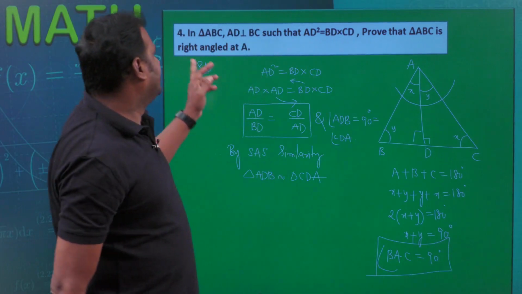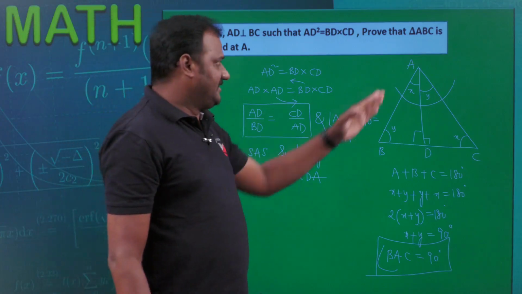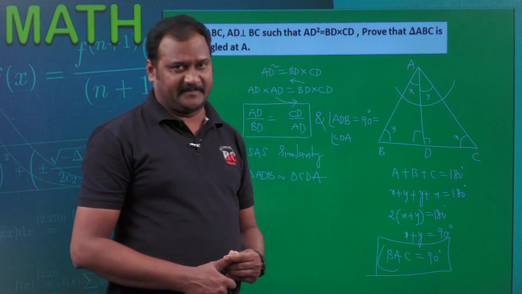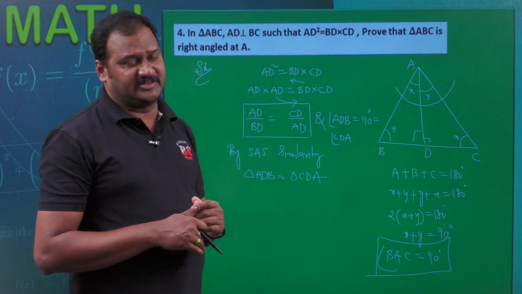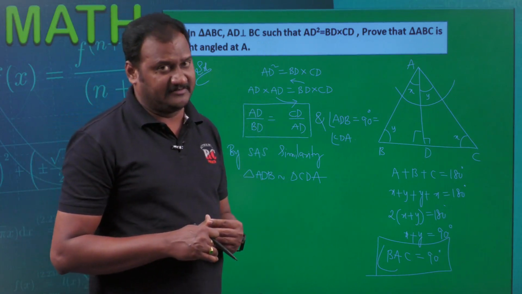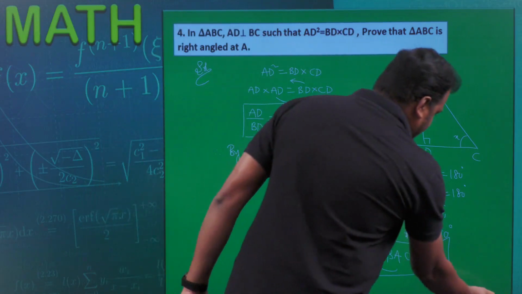See here, prove that the right angle is at A. At A is nothing but angle BAC. Hope you understand. So this is one of the very, very important problems given in exercise 6.5. So please do remember this.